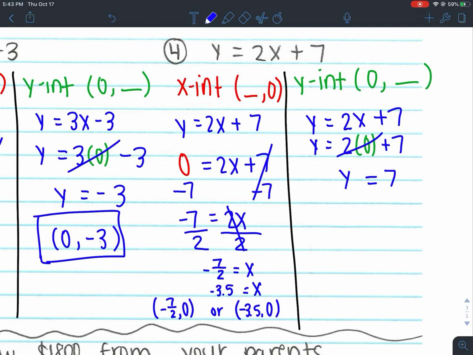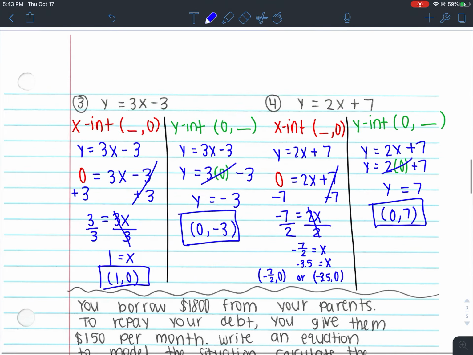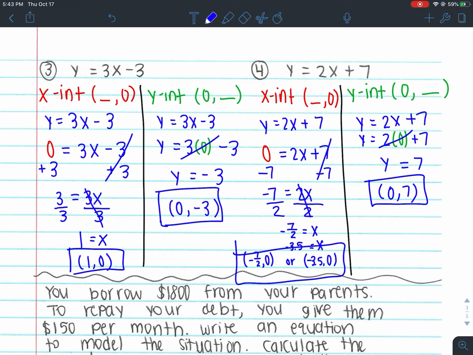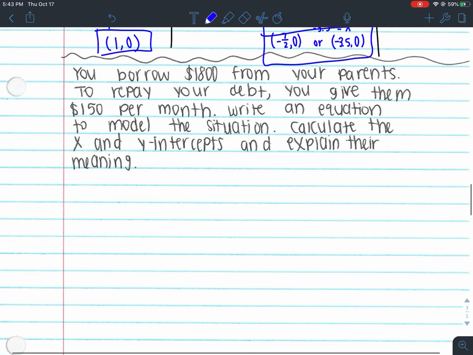2 times 0 is 0. Then I have y equals 7. So my y-intercept is (0, 7). So again, not too bad, right? We have our answers. It's the same exact thing. The equation just looks different.